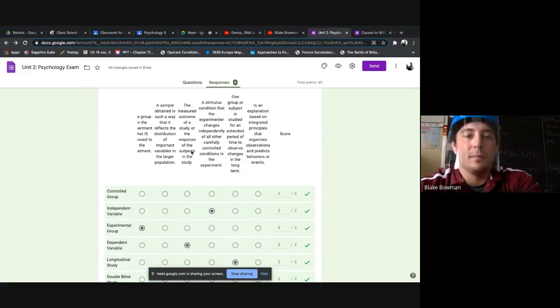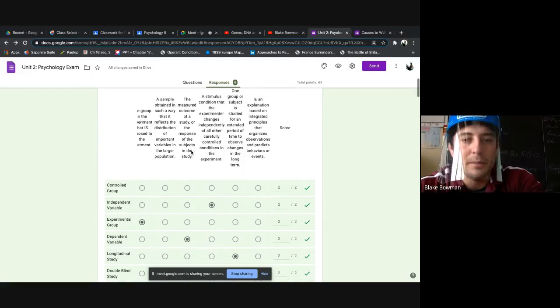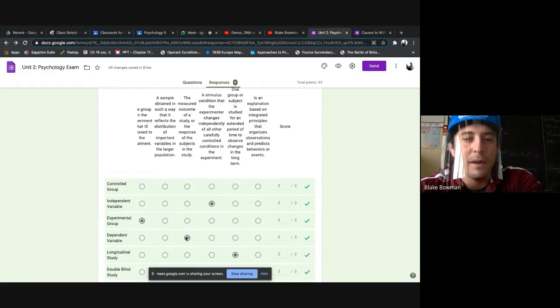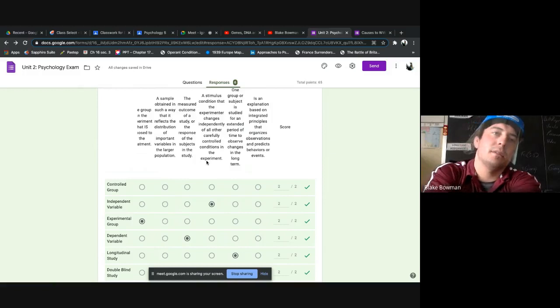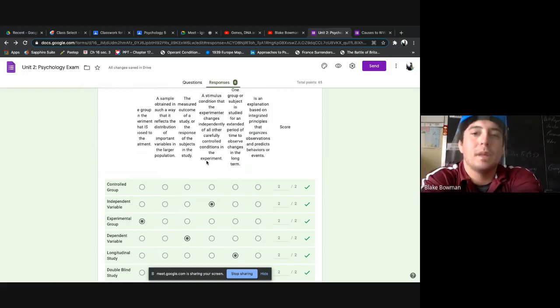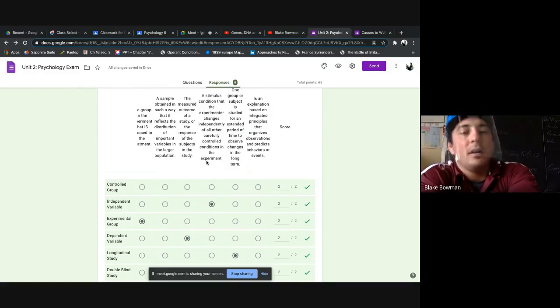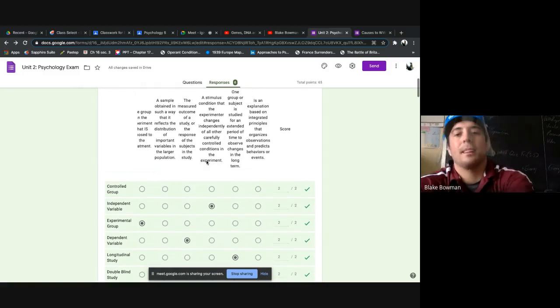The measured outcome of a study, or the response of the subjects in the study, is the dependent variable. Right? That is the effect, right? So that is the measured outcome. A stimulus condition that the experimenter changes independently of all other carefully controlled conditions in the experiment, that's the independent variable, right? That is the cause. So something the experimenter changes to try to see the results, the dependent variable.